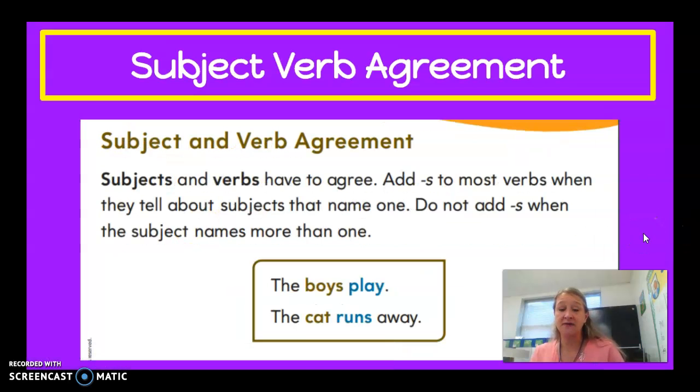Subjects and verbs have to agree. Add S to most verbs when they tell about subjects that name one. Do not add S when the subject names more than one. The boys play. The boys means more than one, so we don't add S to the verb play. The cat means how many? One. The cat runs away, so since it means one cat, we have to add an S to the verb runs.